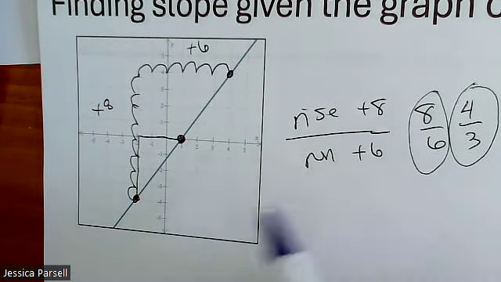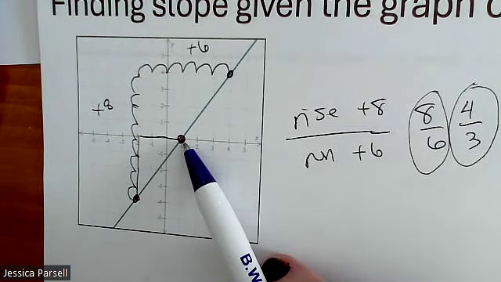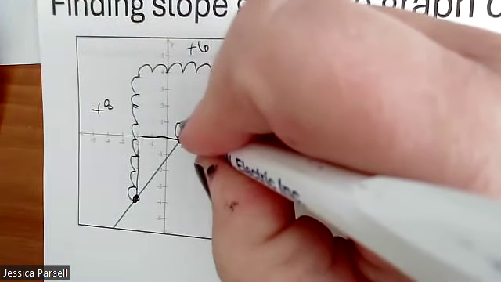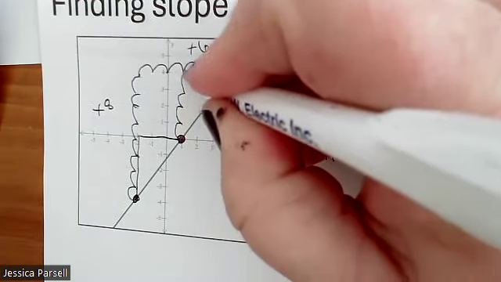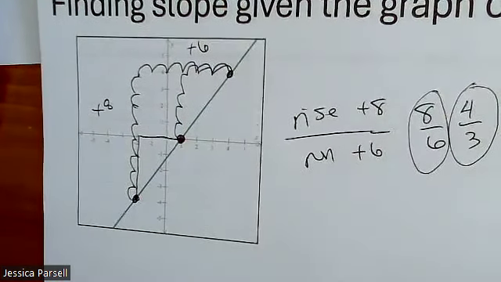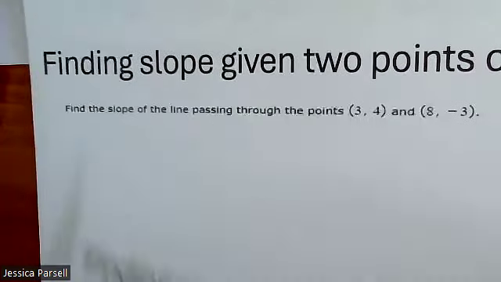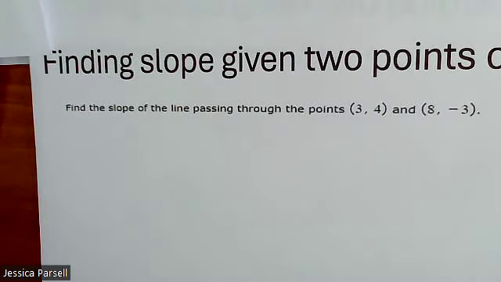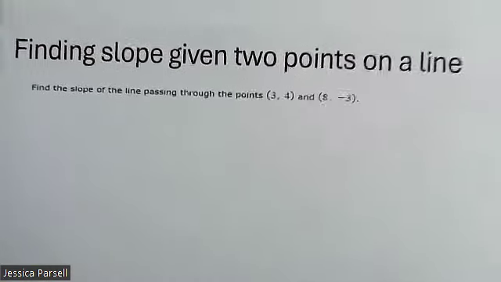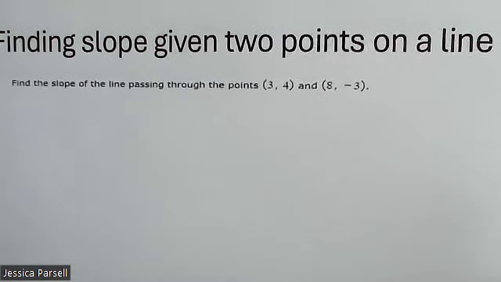So either will work. I could go from this point to that point or from this point to that point. You could even keep going if you wanted to. 1, 2, 3, 4, and over 1, 2, 3, 4 over 3. All right, so hopefully that helps with finding slope on the graph of a line. Now, you're not always going to be given a graph to look at. You may just be asked to find the slope given a couple points. Okay, so we're going to practice this.